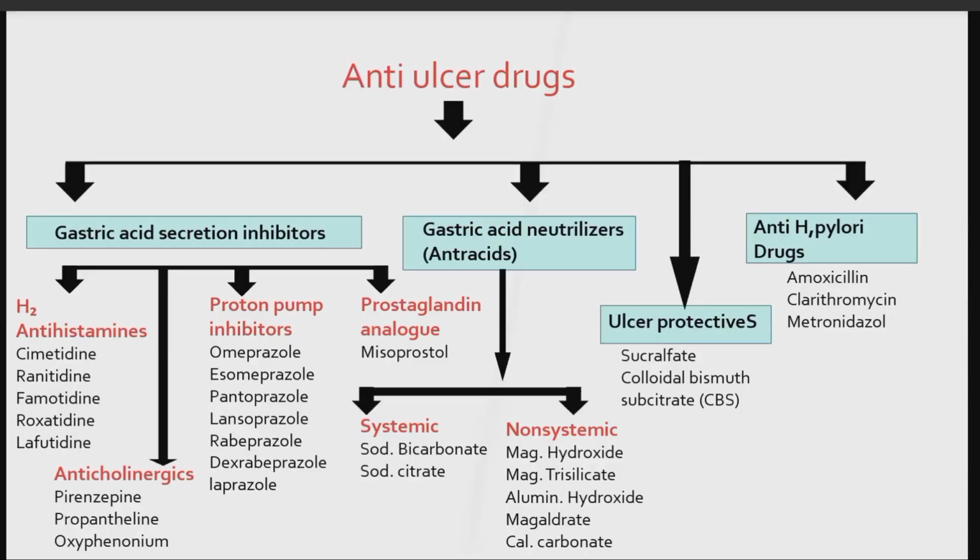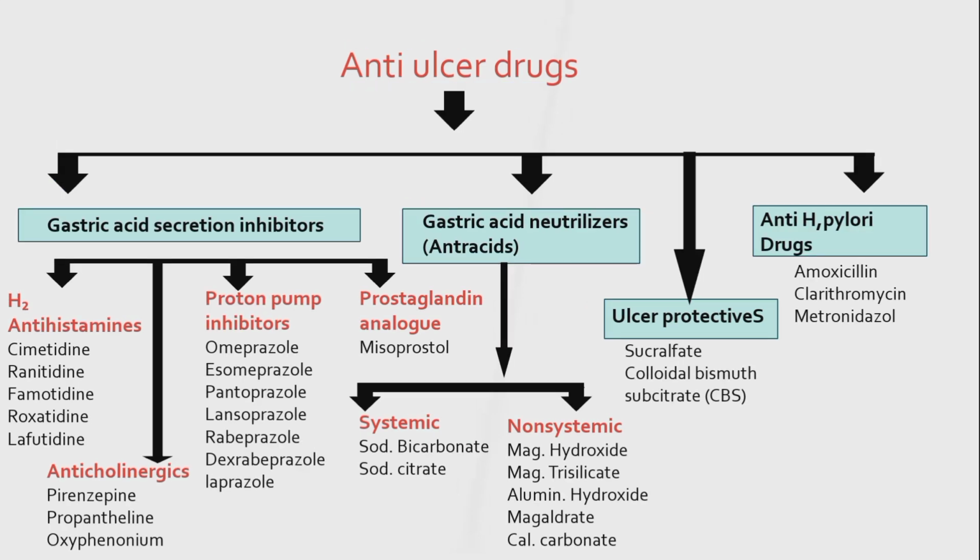Drugs which are categorized under anti-ulcer are classified into 4 types. Those are gastric acid secretion inhibitors, gastric acid neutralizers, also called antacids, ulcer protectives, and H. pylori drugs. We'll cover all these drugs in detail with their mechanism of action, uses, and adverse effects.